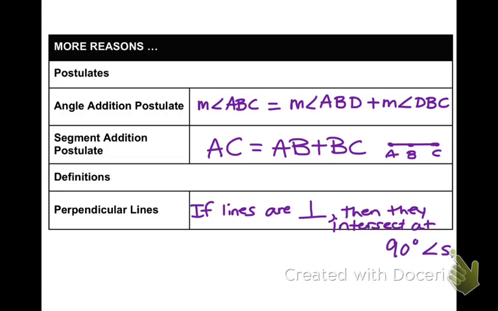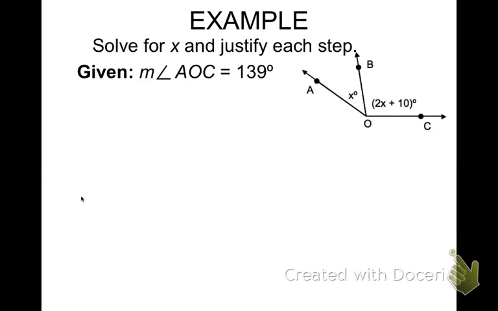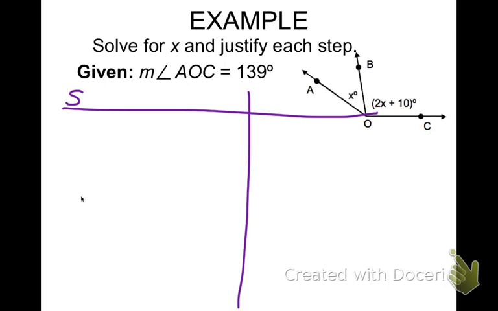All right, so these we already know about, so let's use them for the next proof. You ready? So we are given that the measure of angle AOC equals 139 degrees. We need to solve for x and justify each step. So let's go ahead and set up our T-chart. Statements on the left, reasons on the right. Line 1 is going to be what? What is given to us?